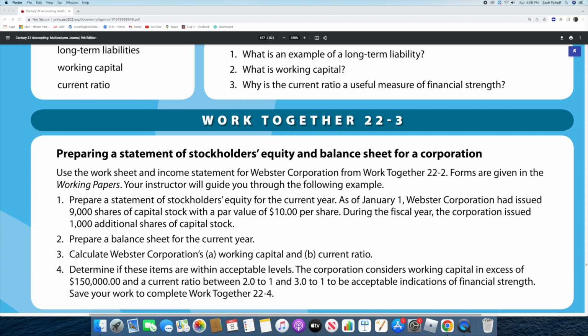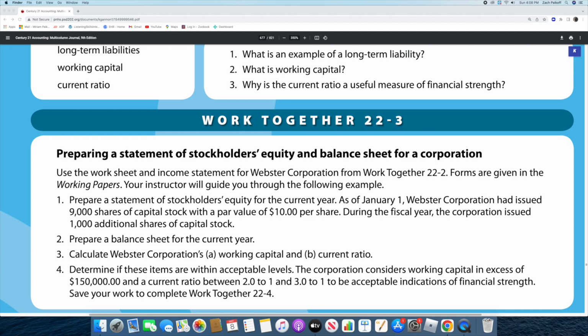But anyway, today I will be going over the 22-3 work together, where we will be preparing a statement of stockholders' equity, balance sheet, and analyzing a balance sheet for a corporation. So the instructions say, use the worksheet and income statement for Webster Corporation from Work Together 22-2. Forms are given in the working papers. Your instructor will guide you through the following example.